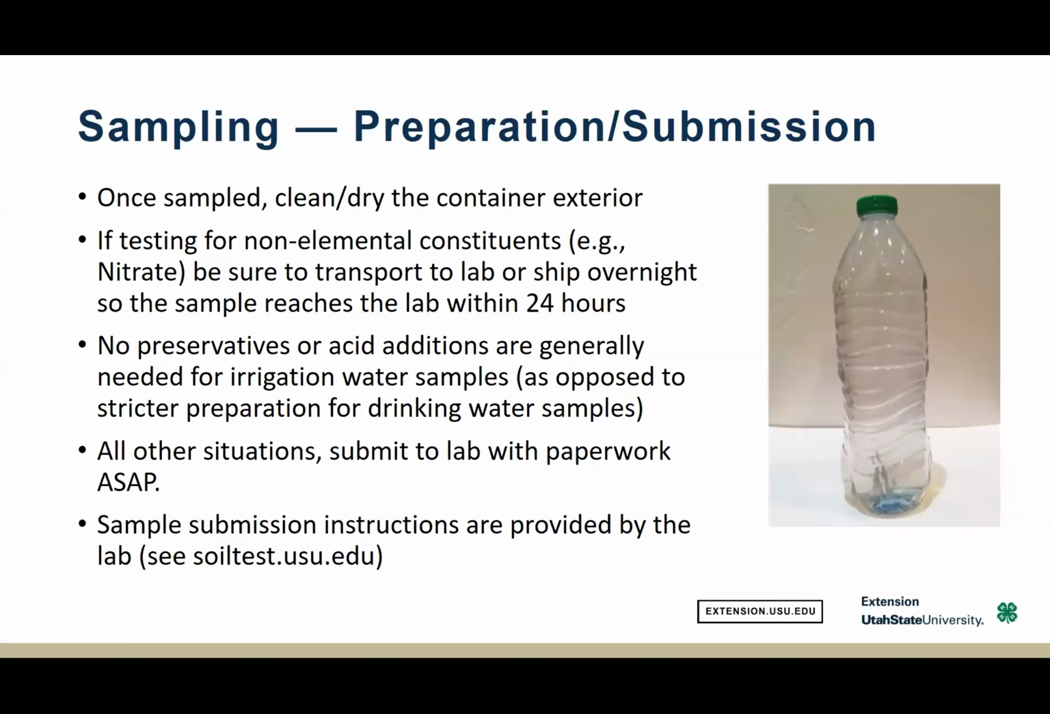For instance, if you go to soiltest.usu.edu, that's our soil, water, and plant testing laboratory here on campus in Logan. There are specific instructions for how to sample and how to submit the sample, and that you can download there and follow.